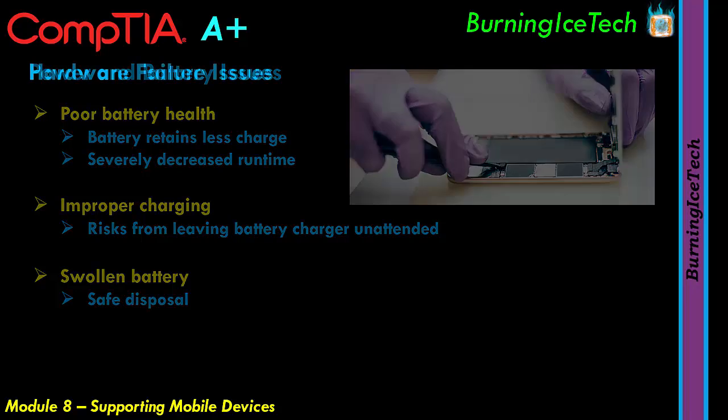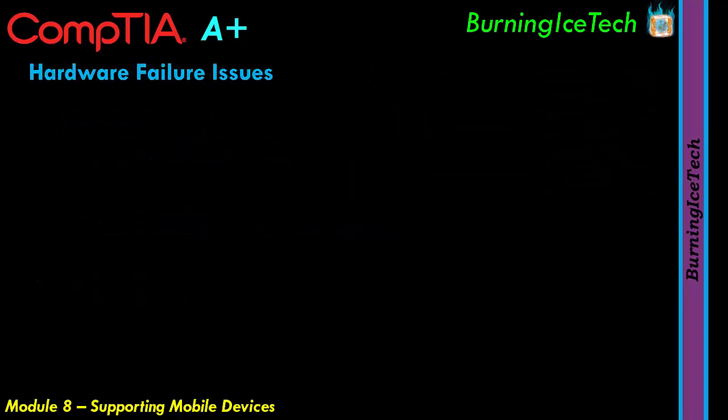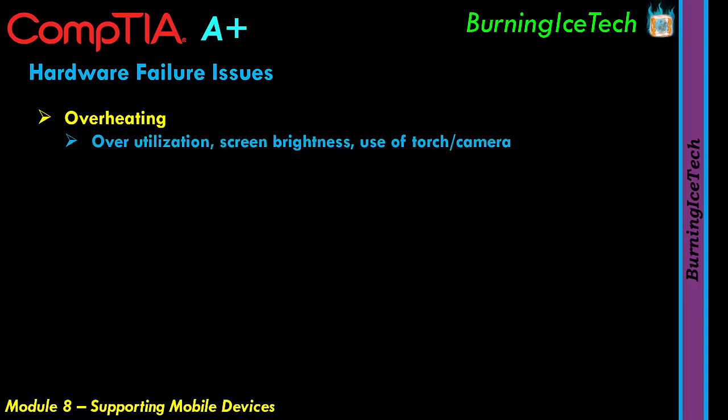Next up, we've got hardware failure issues. The first thing we're going to talk about here is overheating. When your phone or laptop starts overheating, and I've said this quite a few times, it can be a lot of things. In my honest opinion, the most likely culprit here is probably going to be some sort of update. But it could be some of the other things I've just mentioned in the previous slide, or it could be overutilization. It could be that your phone's screen brightness is too high, although I haven't heard about that one. Or it could be that you've been using your phone's torch or camera too much. Also, I haven't really seen that cause any overutilization.